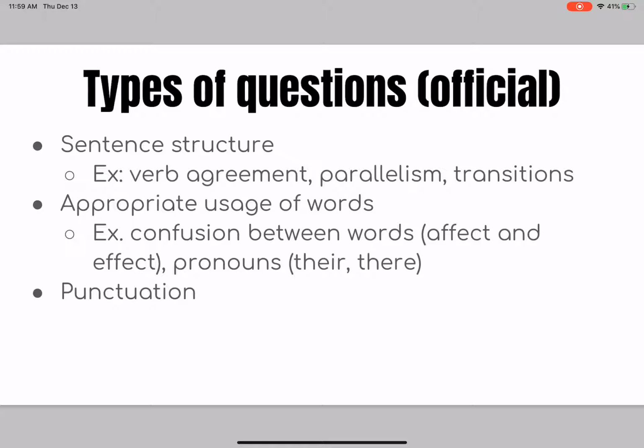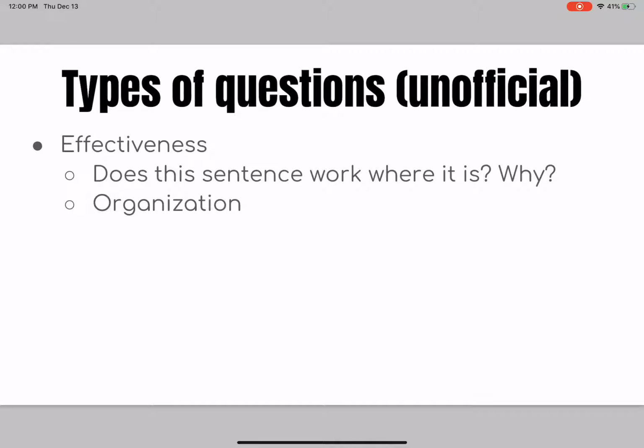They test you on sentence structure, which includes things like verb agreement, parallelism, transitions, etc. They test you on if you know how to properly use words. So that's things like knowing the difference between words that are similar, like affect and effect, or pronouns that are similar, like there and their. And they also test you on punctuation. And then I think that there's another type of question that they have that doesn't fit those categories.